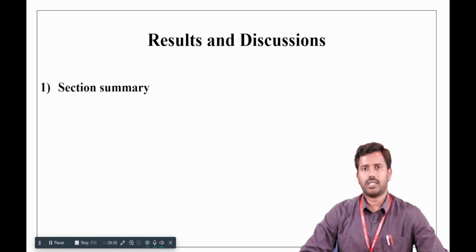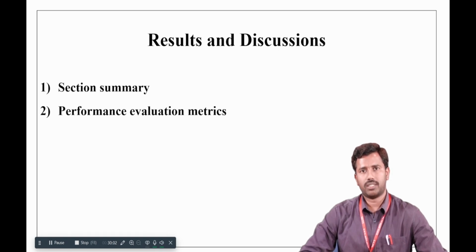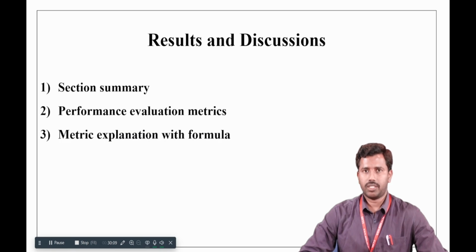Under this section, we need to maintain a section summary: what formulas or metrics we have used, and all the evaluation metrics, for example accuracy, F1 score, error rate, and precision. Coming to deep learning, we can use dice coefficient, IOU, or accuracy. All the metrics to measure our proposed model when compared with the existing works will be discussed here. After that, metric explanation with formulas, and the result table, nothing but comparative tables.